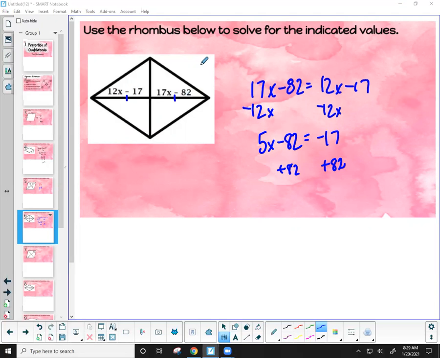So if I do that, I get 65, so 5x equals 65, and I can divide by 5, and I get 13.